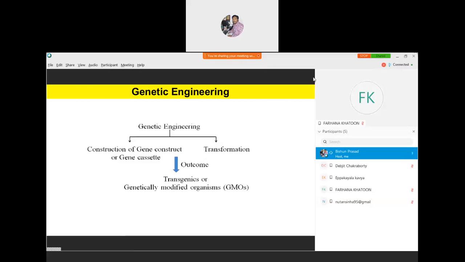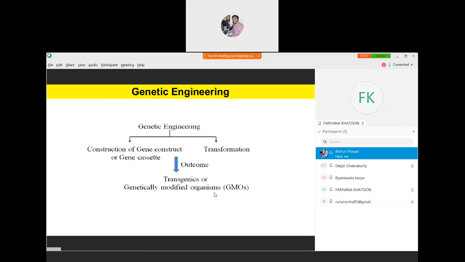If we see genetic engineering, there are two major components: construction of gene construct or gene cassette, and another important component is transformation. Once you have made the gene construct and perform the genetic transformation, the outcome will be transgenics, which are also known as GMOs, that is, genetically modified organisms.